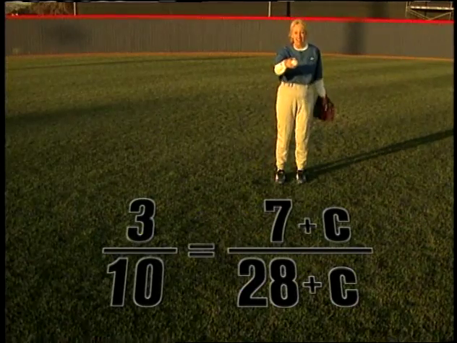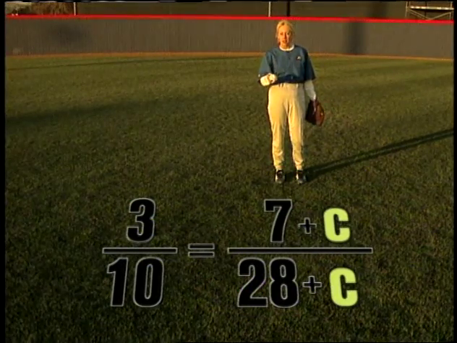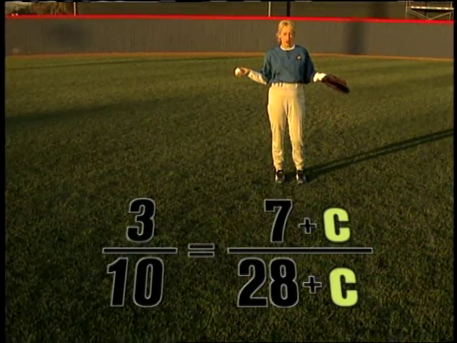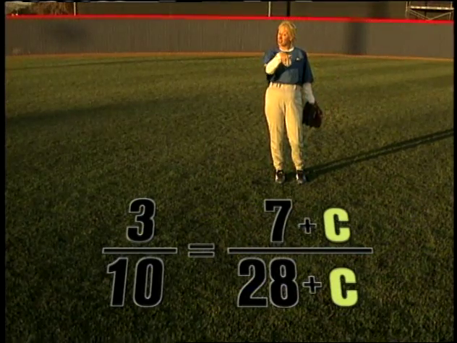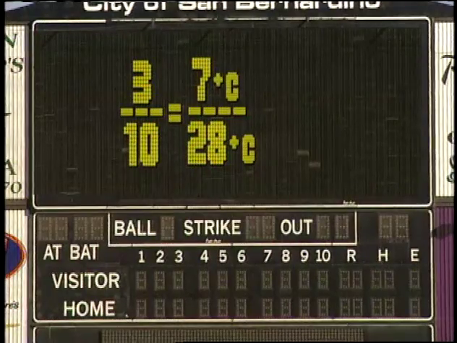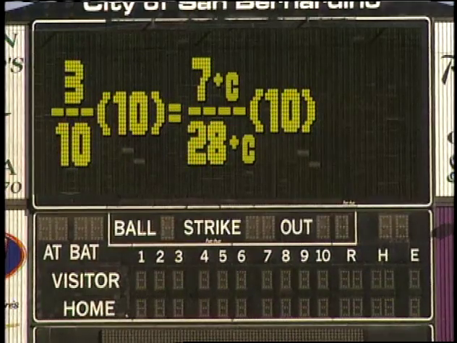Okay, here we go again. We want to isolate the variable, c, the number of consecutive hits. We got fractions on both sides of the equation, so let's get rid of them. Remember the multiplication property of equality? We can get rid of the fractions by multiplying by the reciprocal, like we did before. To get rid of the denominator 10, we multiply by 10 over 1.